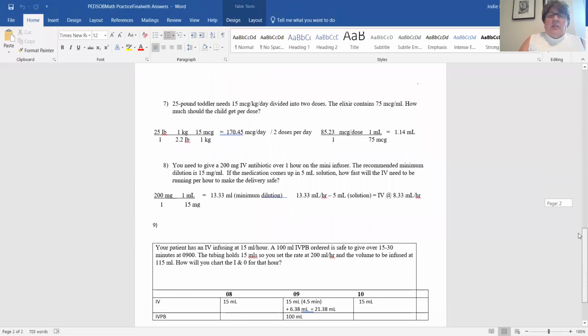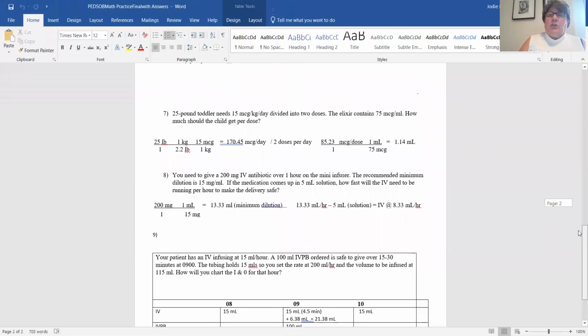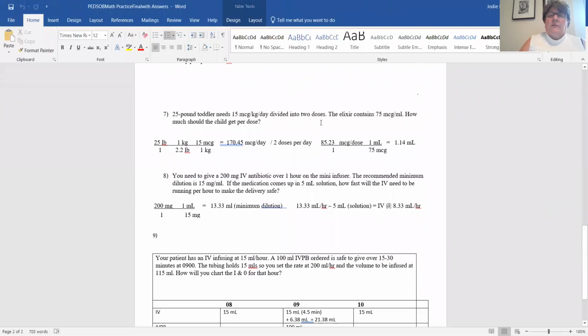Here you have a toddler that needs 15 micrograms per kilogram per day divided into 2 doses. So this will be your full day rate. You're going to give it in 2 doses. And this is how the mixture comes, 75 mics per mil. And how much will the child get per dose? So make sure you're watching for those full day rates and then the per dose rates.